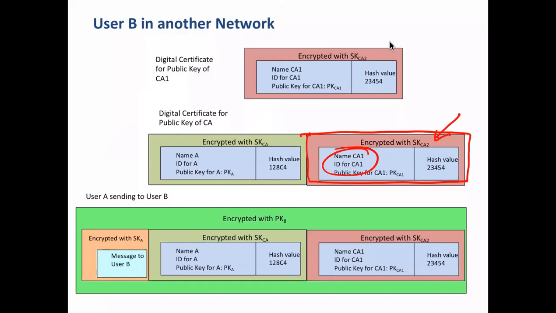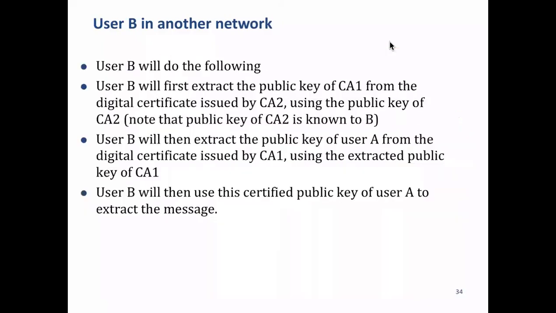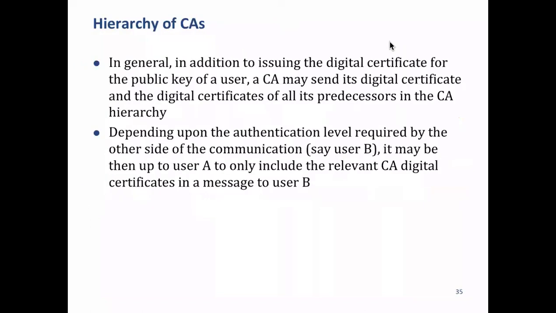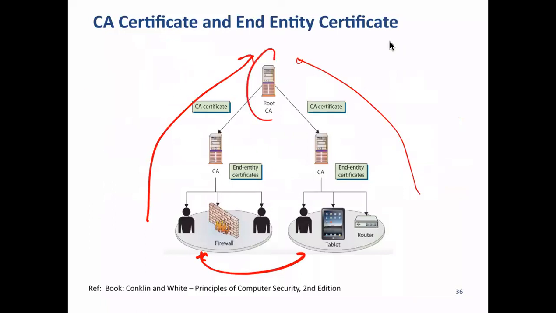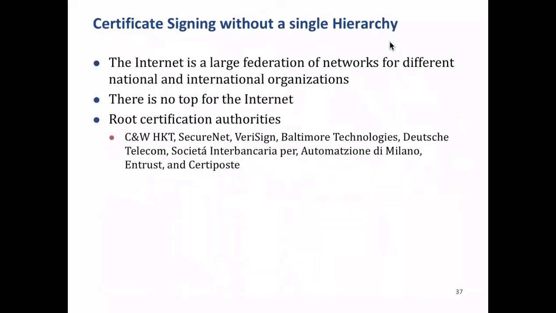Otherwise, we'll have to go up multiple steps until we get a common person, right? So we can create a hierarchy of CAs. So it could be something like this. So if you want to communicate to somebody here, you'll have to walk this path. Okay, all right. We'll have to walk this path until there is somebody who is universally known. The root CA is the certificate everyone will trust.